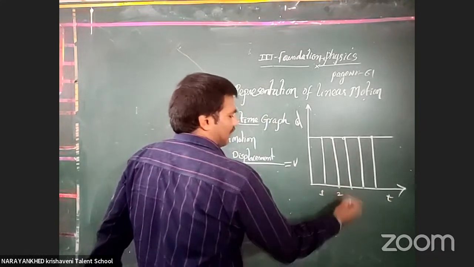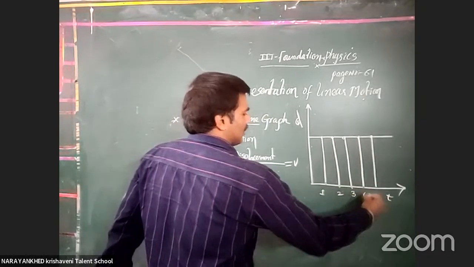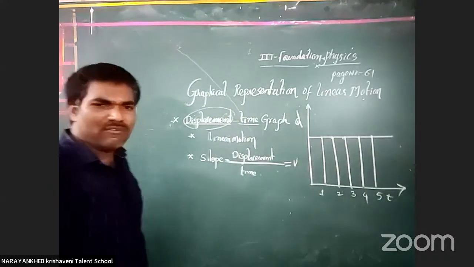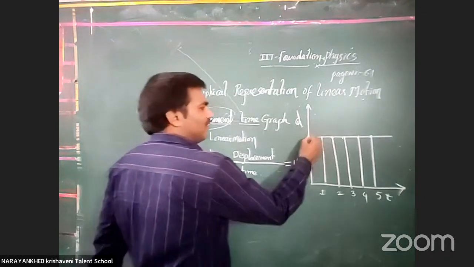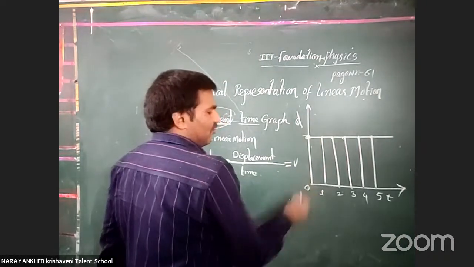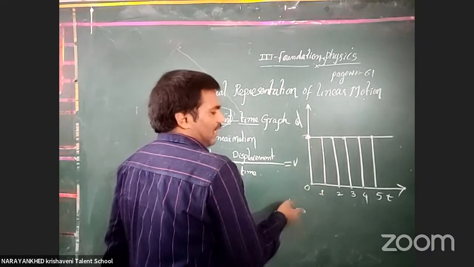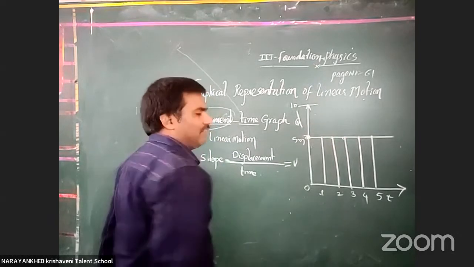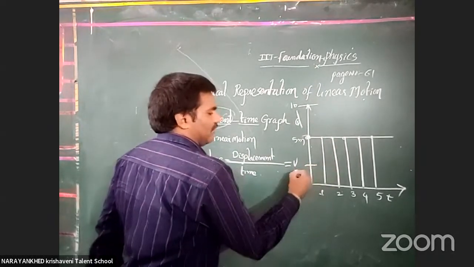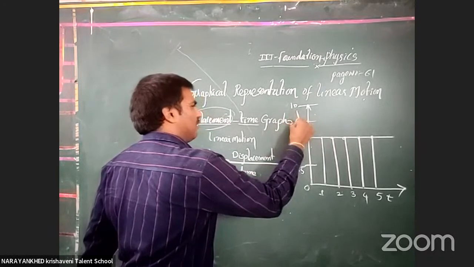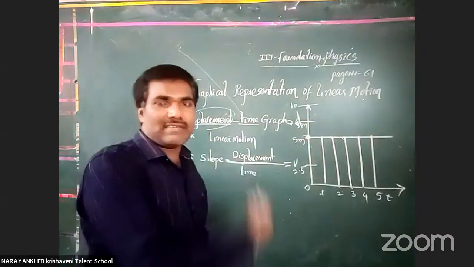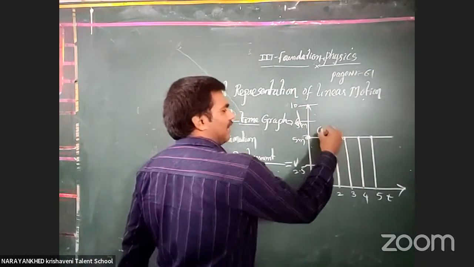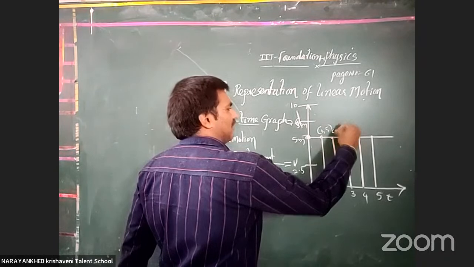It indicates the first second, the second second, the third second, the fourth second, the fifth second. The body travels some distance. Say from 0 to the first second it travels 5 meters, or 10 meters, or suppose 2.5 or 7.5 meters. The body's position does not change. This point indicates 1, 5. This point indicates 2, 5.